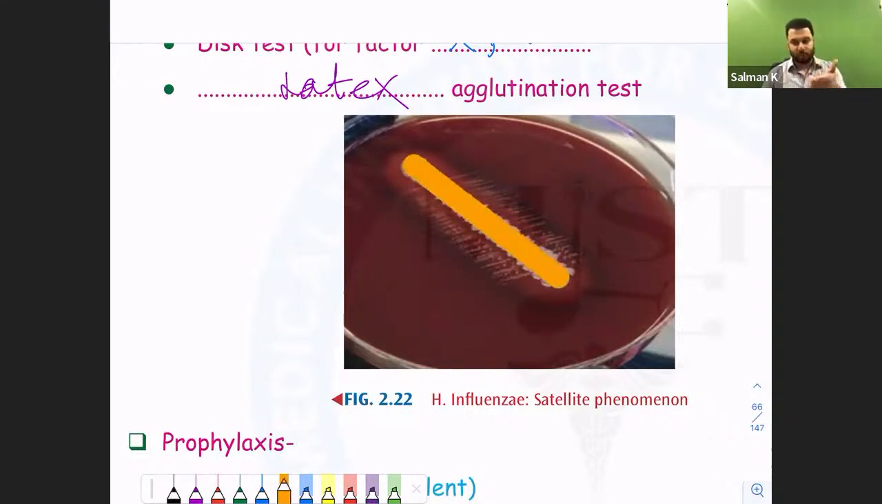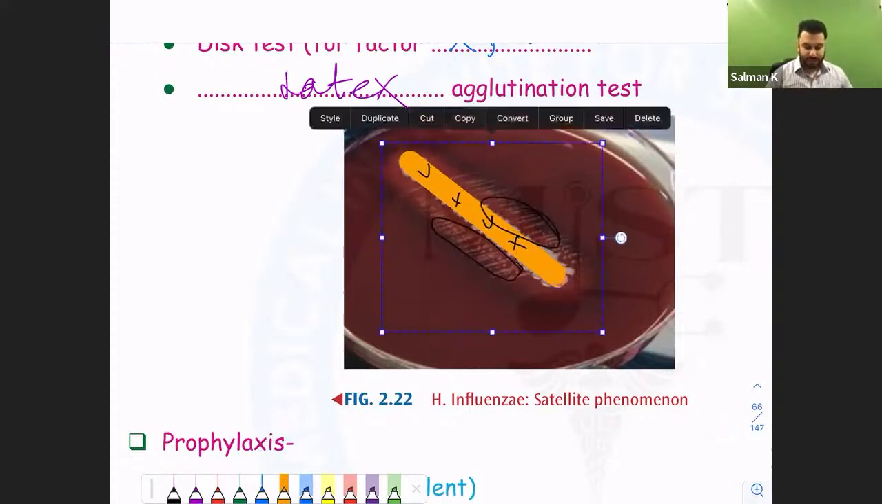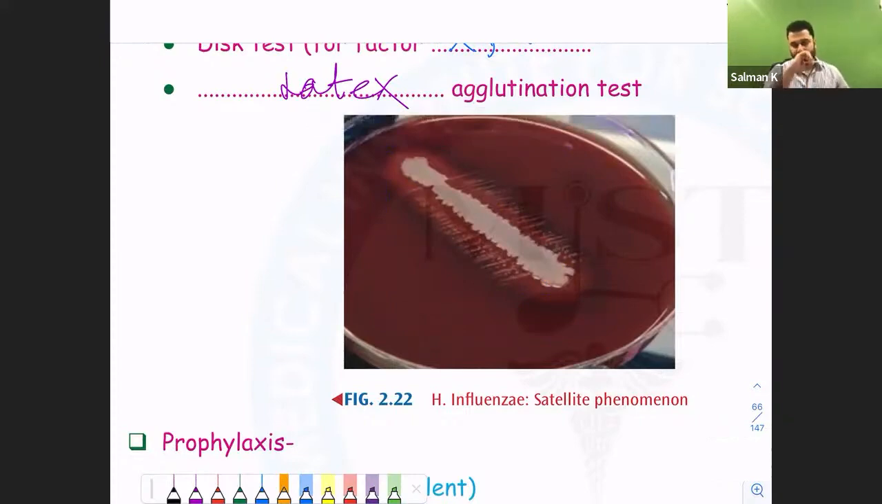And what does the Staph aureus do? It breaks down the RBC. It produces beta hemolysis. It breaks down the RBCs, doctors. And now what happens? Start noticing. Because in the center, RBCs are broken, but not in the periphery, only in the center part, colonies of H. influenzae start growing like a satellite. Hence, it is known as satellitism. Is that understood by all of you? That's what is known as satellitism. So this is the thing that we should know here.